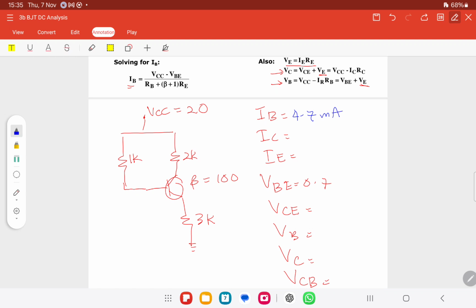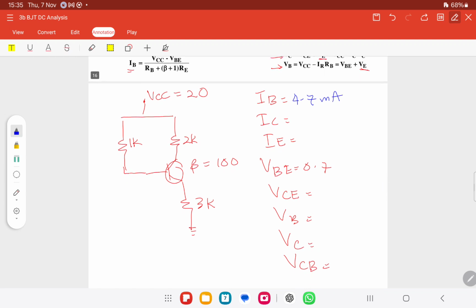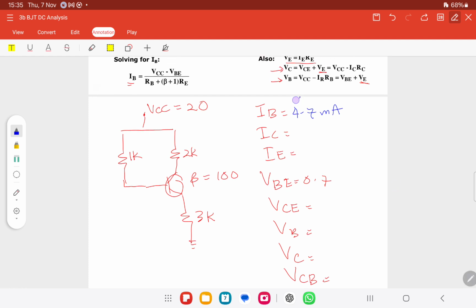Okay. And then siapa lagi dah dapat jawapan? Which one? IB. 63. Yang lain? 9 mikro. 6. 3.49 mikro. Okay. So yang lain?